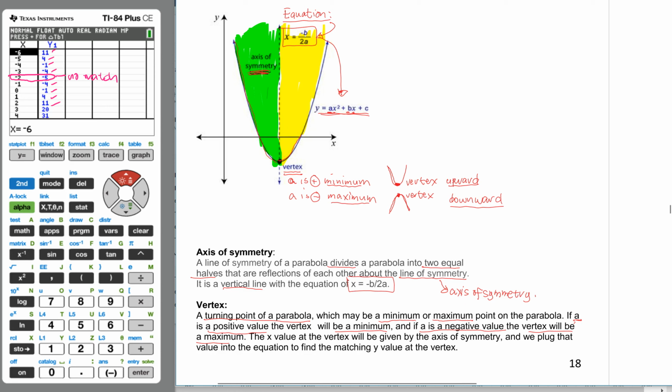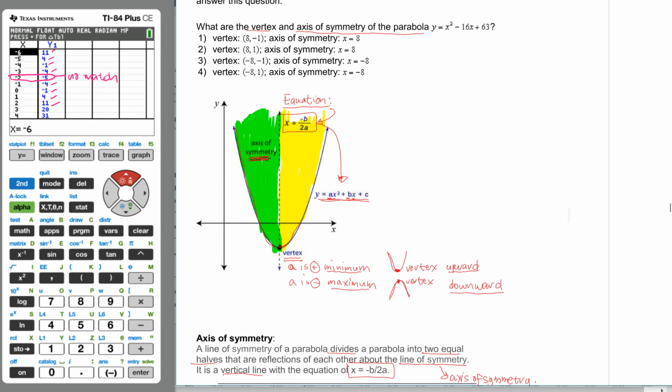So this is the basic idea of the vertex and the axis of symmetry. The x value of the vertex should be given by the axis of symmetry, and we plug that value into the equation to find the matching y value of the vertex. Okay, so let's use this idea to answer the question.